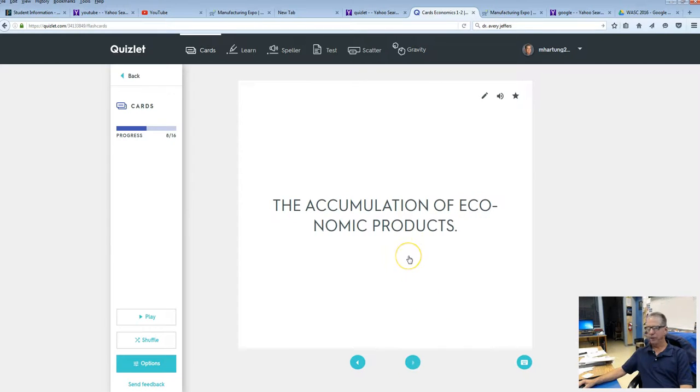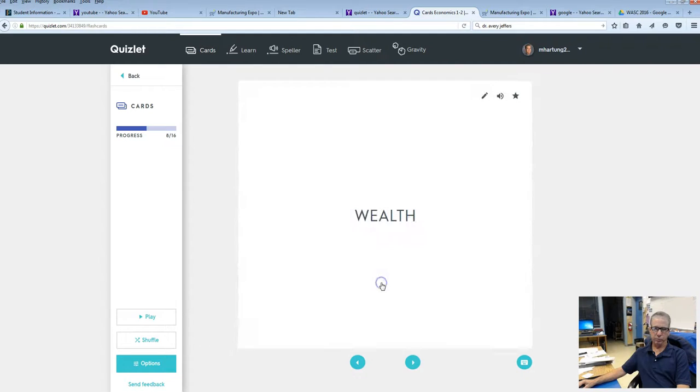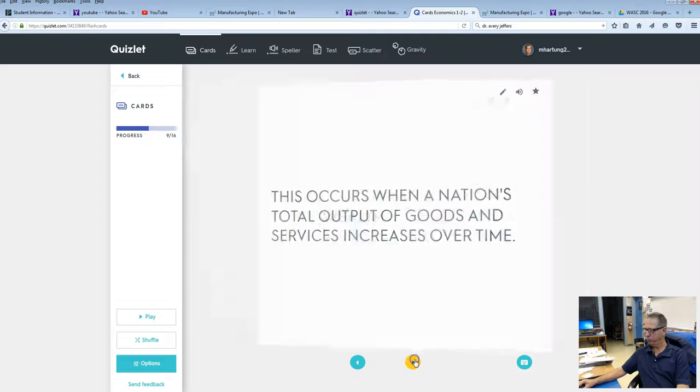The accumulation of economic products. This is the amount of stuff that you have, known as wealth. Wealthy people have more stuff than non-wealthy people, or less wealthy people.